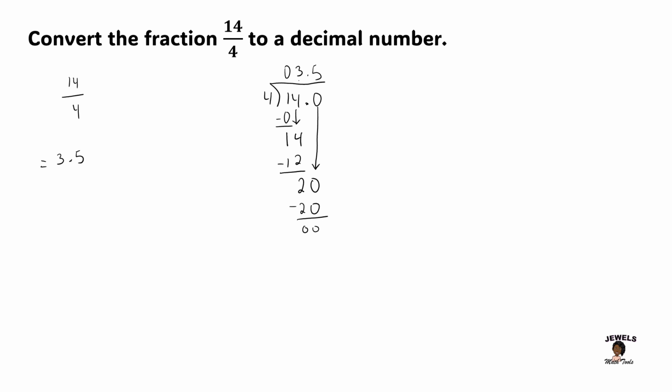Okay, so there you have it. We just converted two improper fractions into a decimal number. And remember that whenever you are working with an improper fraction, that means that your numerator is larger than the denominator. So you should have a number that's in the whole numbers place.